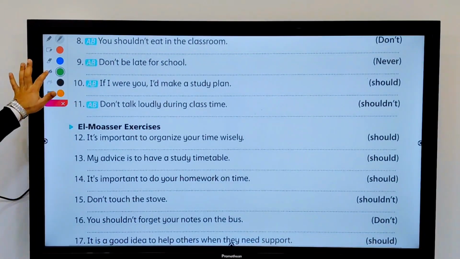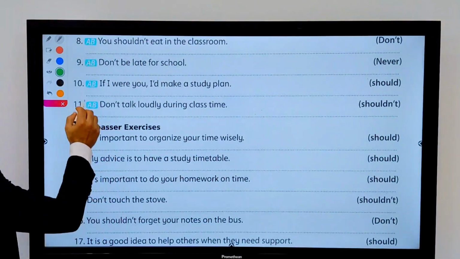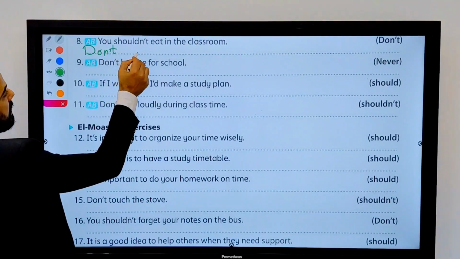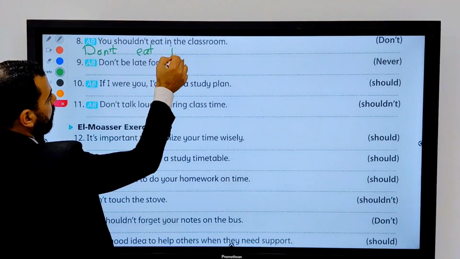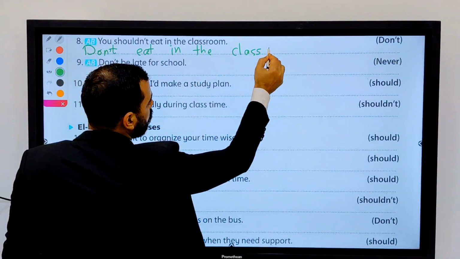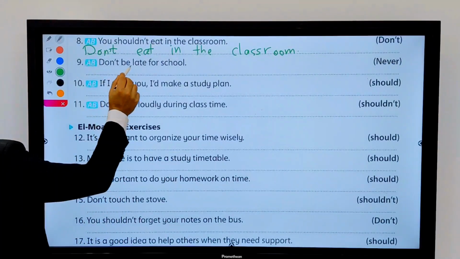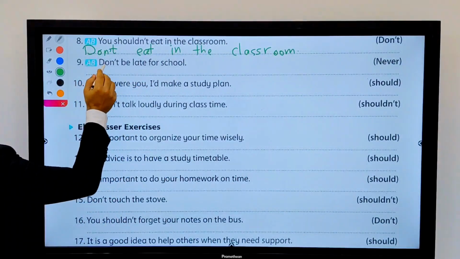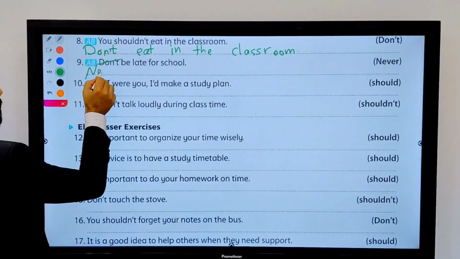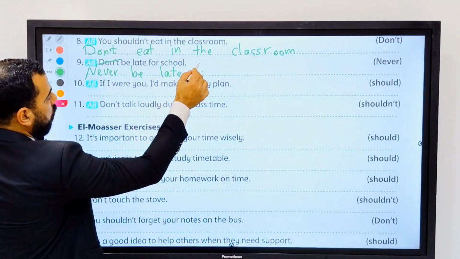Number 8. You shouldn't eat in the classroom. This means that don't eat in the classroom. So don't be late for school. We replace don't with never. So never be late for school.